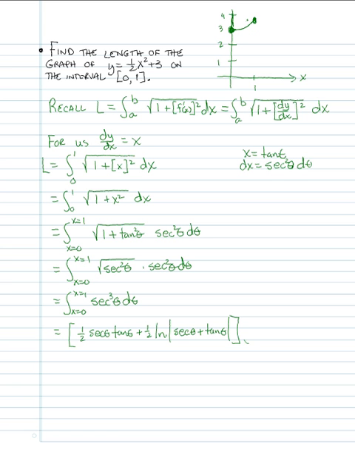And of course, we're evaluating that from an x value of 0 to an x value of 1. So we have a choice. We could convert those x values into theta values and plug them in, or we can convert each of those trig functions back to x values. And it really doesn't matter which one we choose.